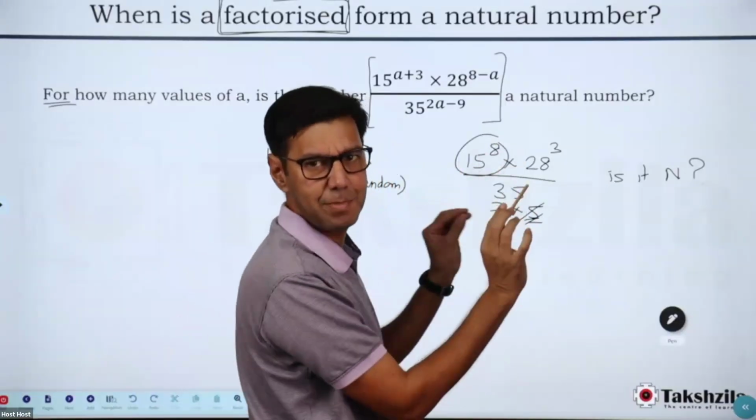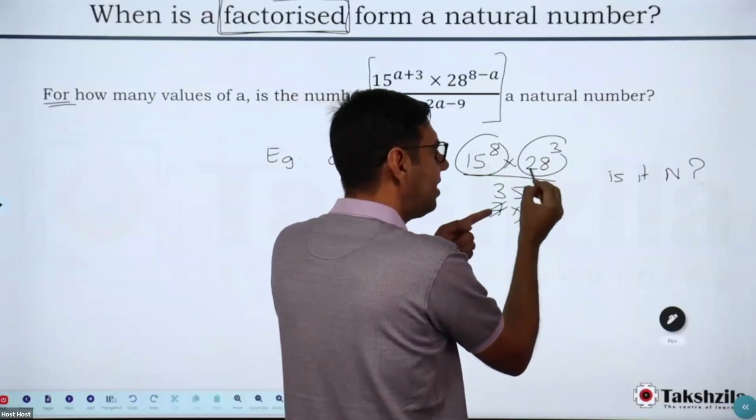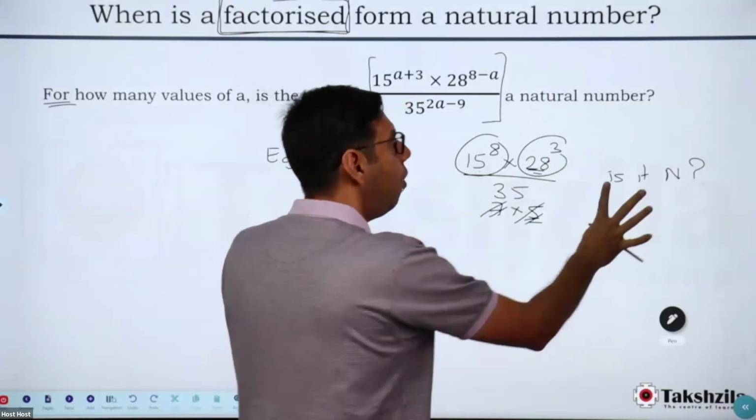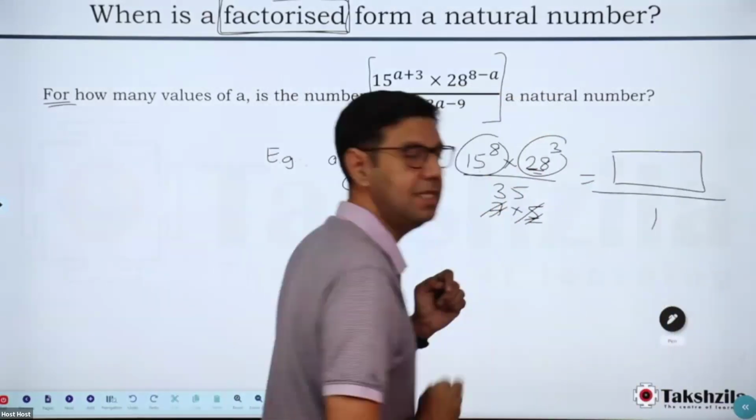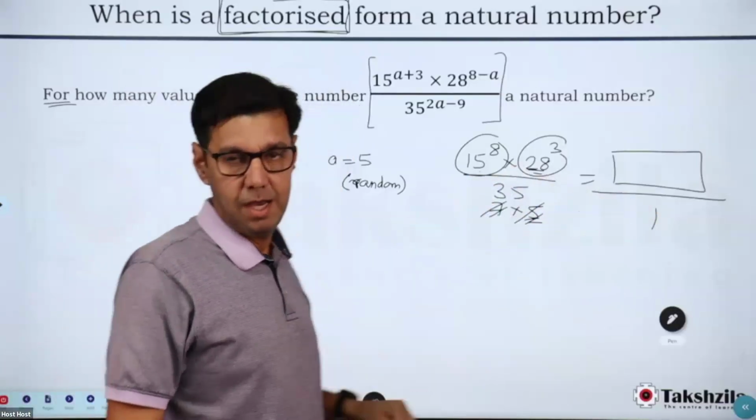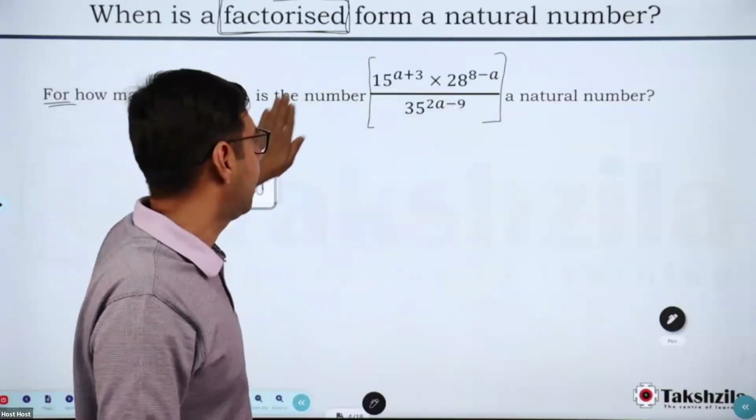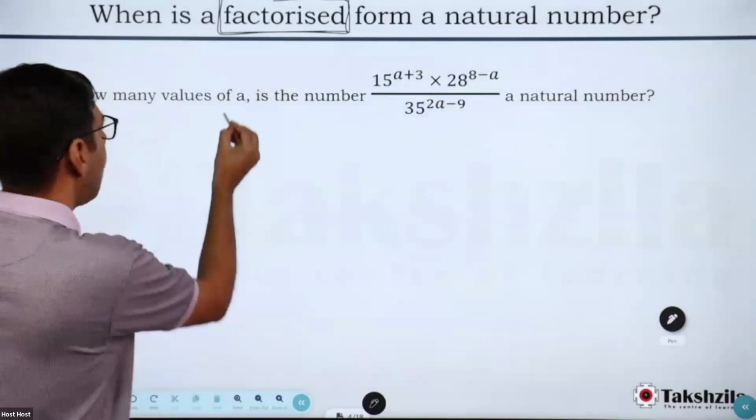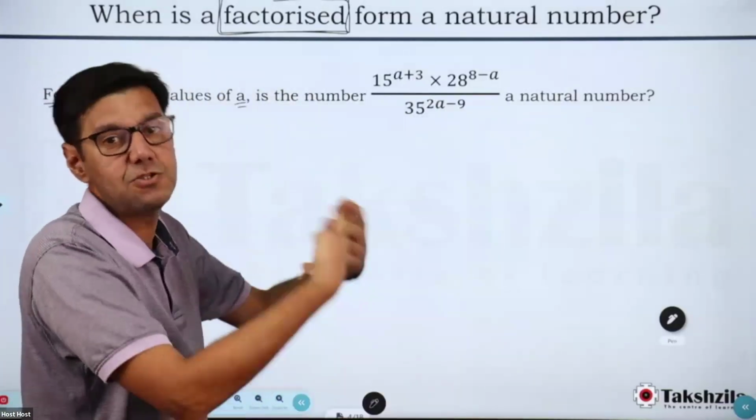Now something will happen. I'm not doing the whole thing. Will this 7 also cancel out with this 28? So what will you get? A number which has only 1 in the denominator, and that is a natural number. Right? To cut a long story short, I gave you the meaning of the question. I took A as 5. You could take it as 6, you could take it as 7.